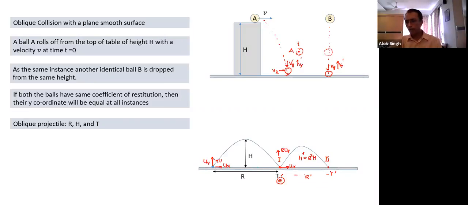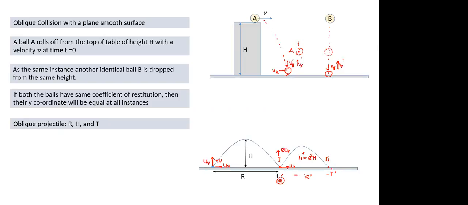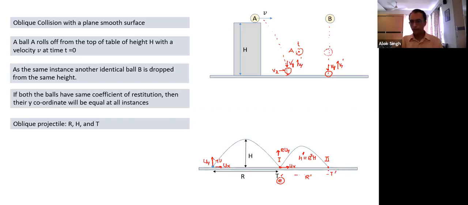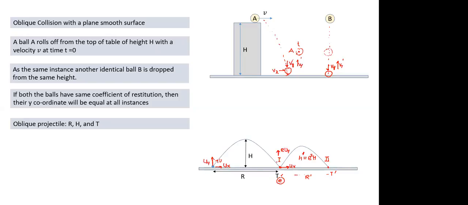How about time of flight? Shreya, can you tell me, this time of flight was T. In terms of E and T, what will be the time of flight here, T dash? I have told H dash is equal to E square H. Can you in a similar way tell me what T dash is equal to? You have to recall something about projectile motion. What is time of flight equal to?